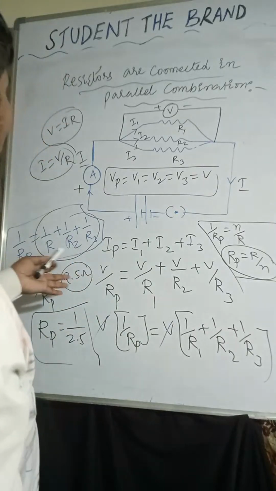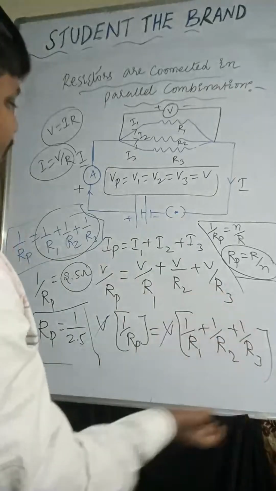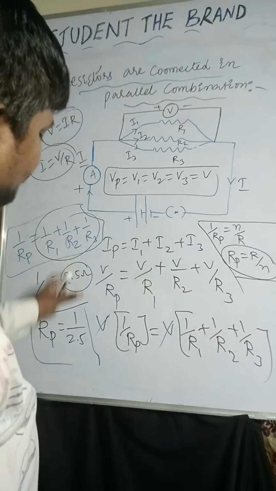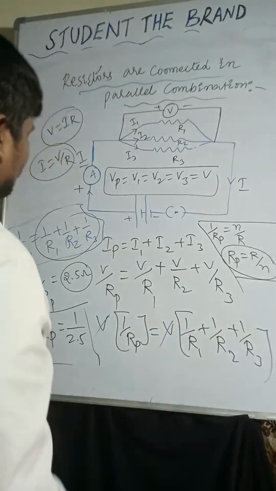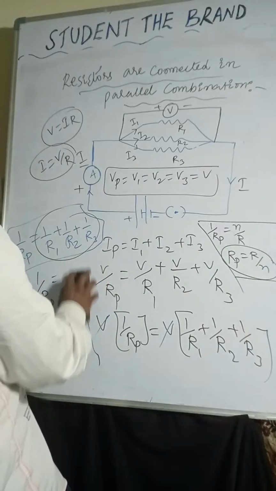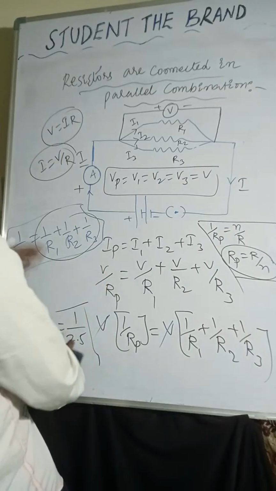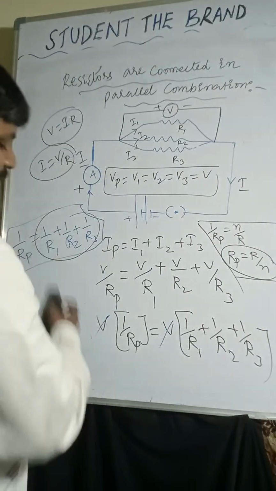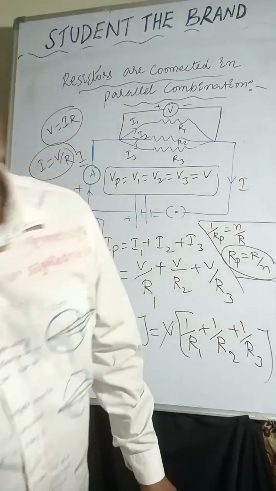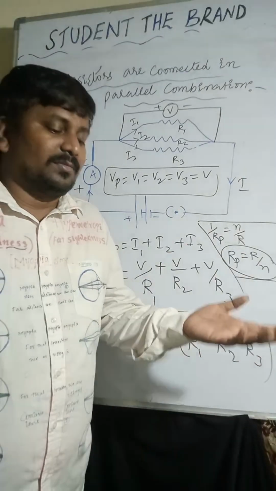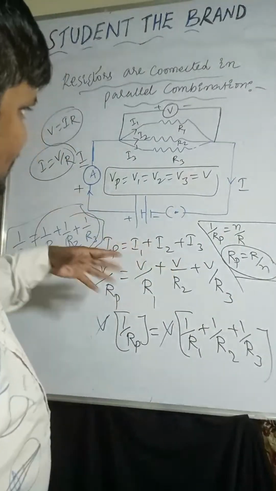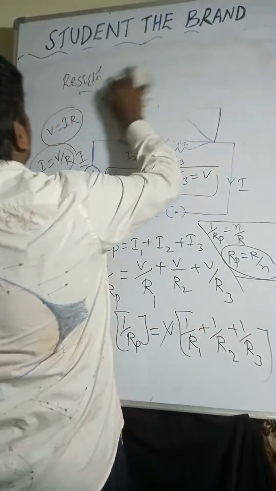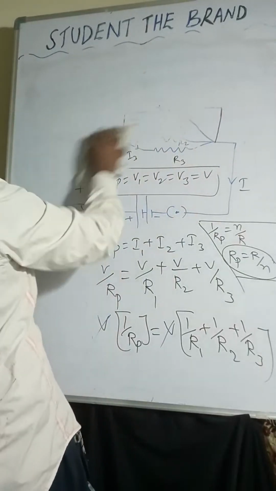So I took 2.4 as an example. I didn't solve anything. I just took the formula and some value, and from that I'm explaining, nothing else. So according to the problem we can solve, and after solving this entire thing, you will get 1 by RP. Don't substitute as it is. We need the R value or RP value, so reverse it and substitute. Okay, done. So these are resistors connected in series combination and resistors connected in parallel combination.